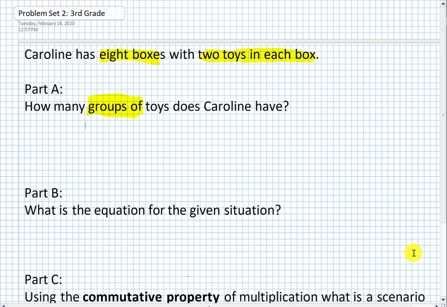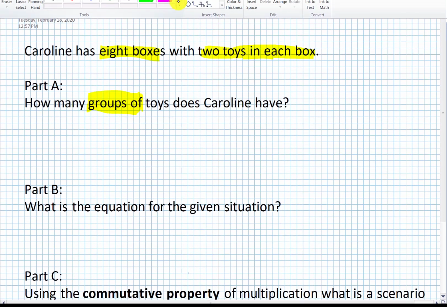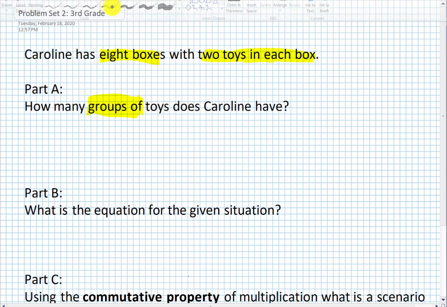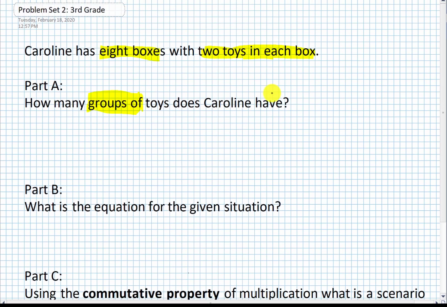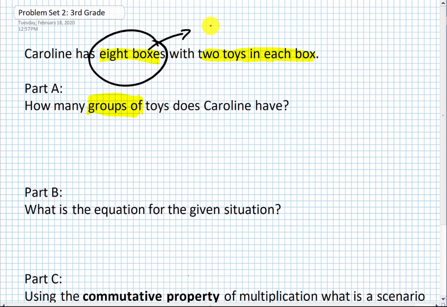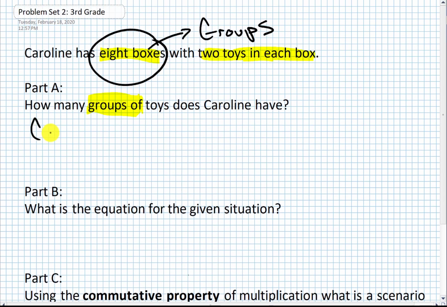So let's go ahead and start with part A. Part A is actually pretty straightforward and pretty simple because it looks like the premise or the situation itself basically tells us the answer. So it says Caroline has 8 boxes with 2 toys in each box. Boxes, we can substitute the word boxes for the word groups, and then there's our answer. So how many groups of toys does Caroline have?